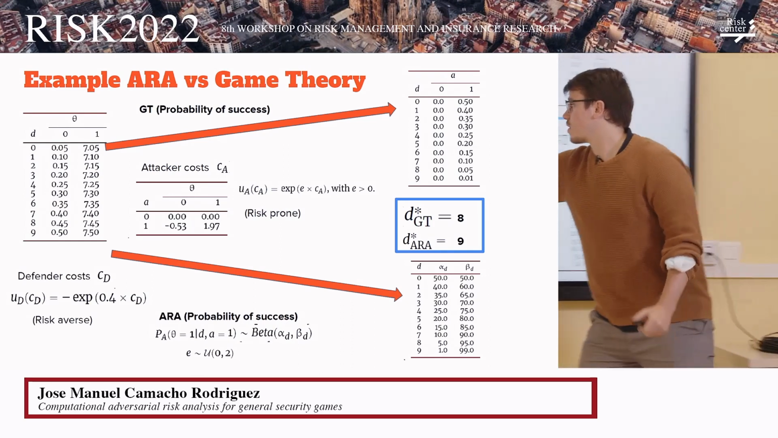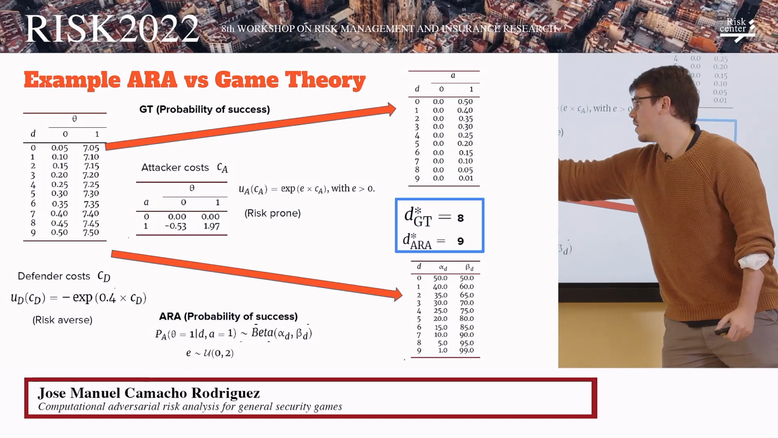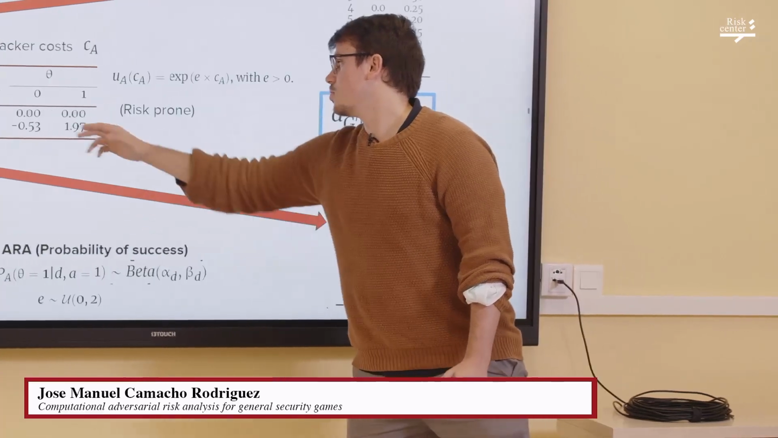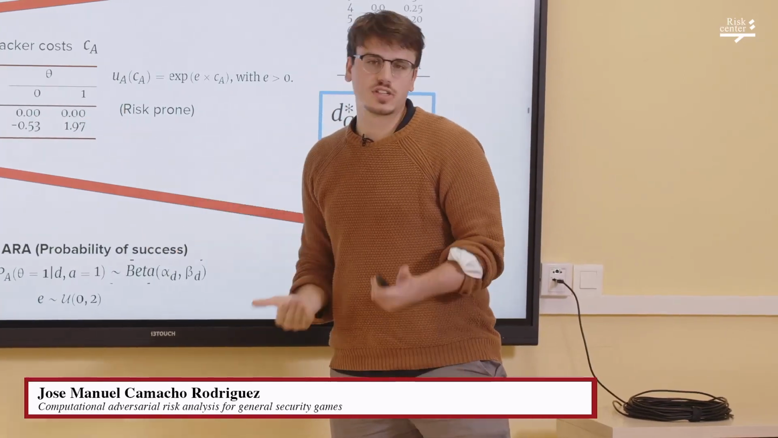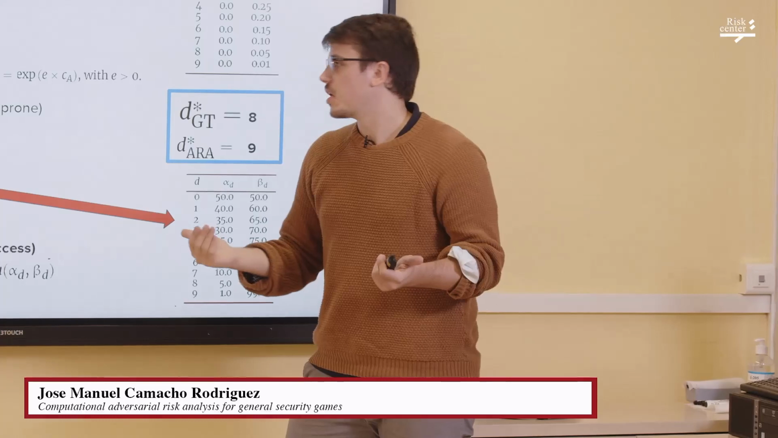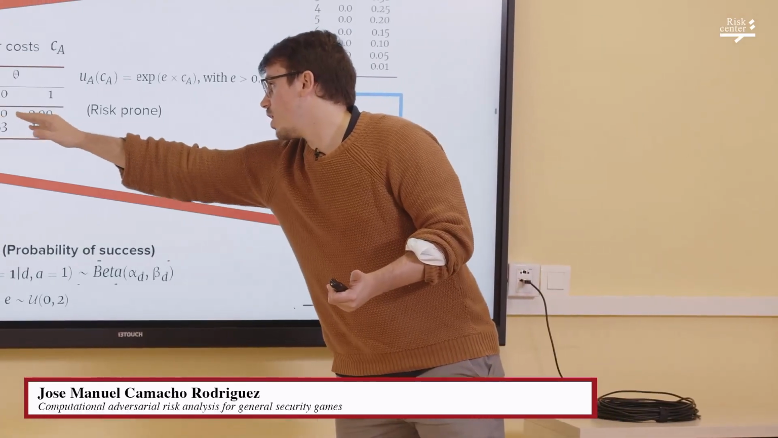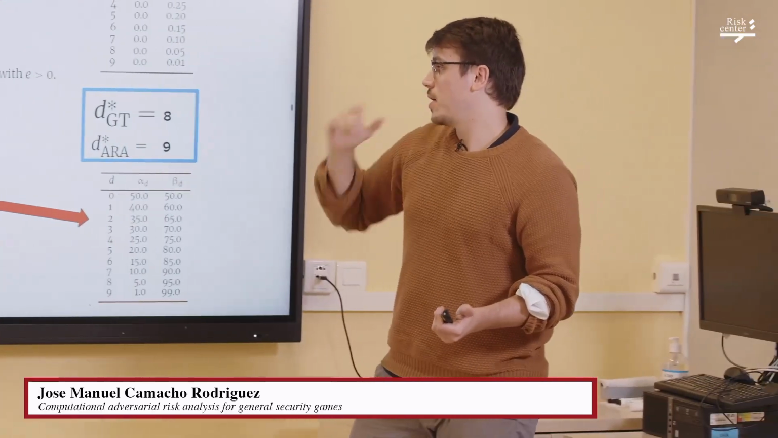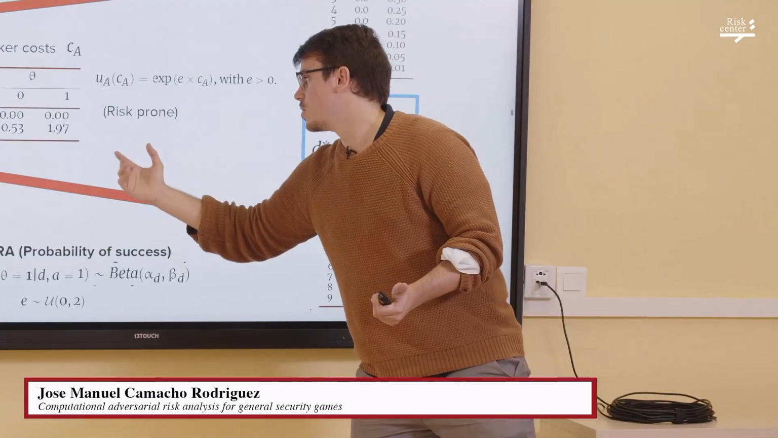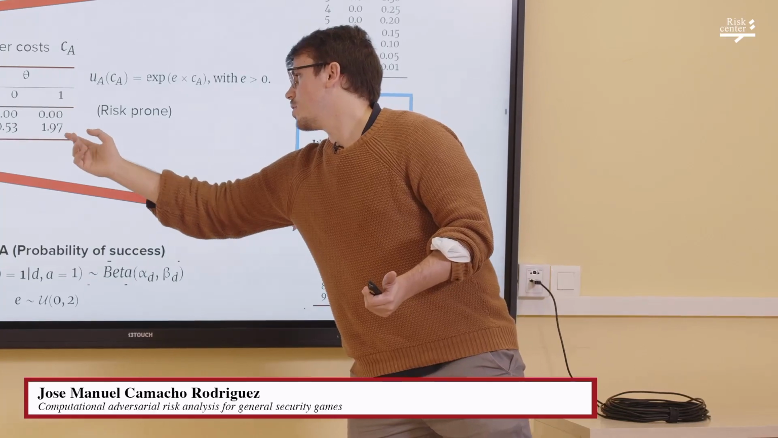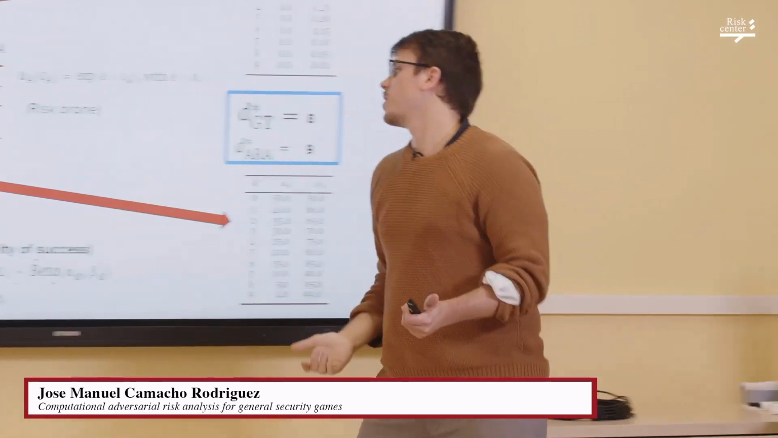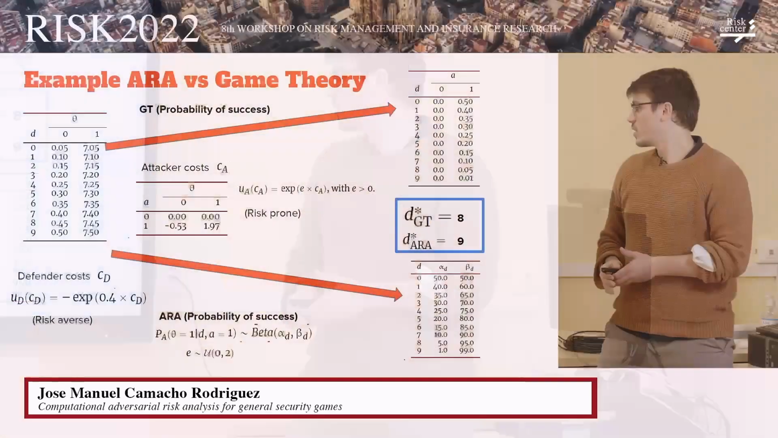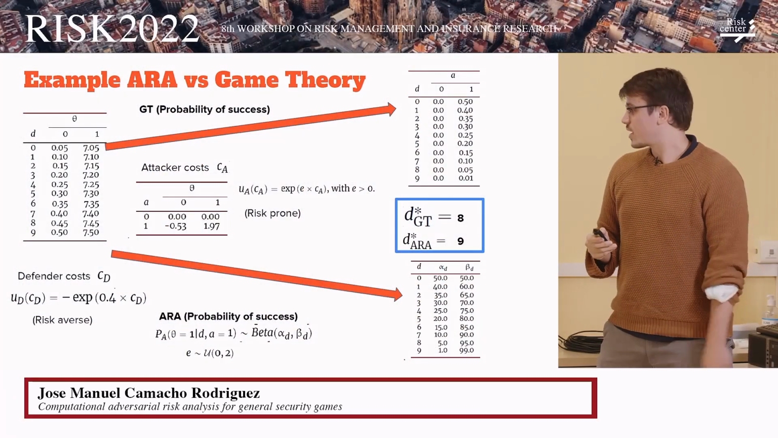These are the costs of the attacks, also when there is success and when there is no success. If the attacker doesn't decide to do an attack, maybe because he's not interested, it won't have any cost. But when he decides to do it and he's successful, you can see the difference. He gets 1.97 million in the case it's successful.